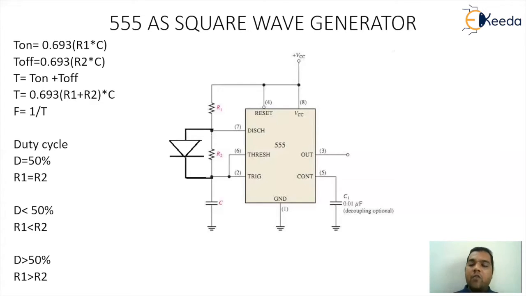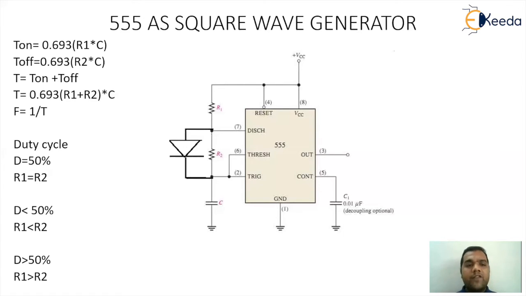Now we can go for various duty cycle arrangements. If I want exactly 50% duty cycle, that is for a square wave or a square pulse, we will keep R1 and R2 equal so that the on time and the off time become equal. So the width of the pulse for on time and the width of the pulse for off time will be the same, and we get a square wave. This is our required application of IC 555 as a square wave generator.